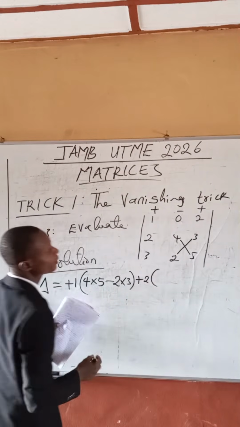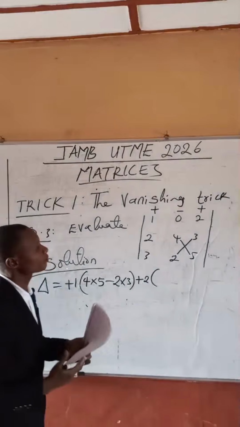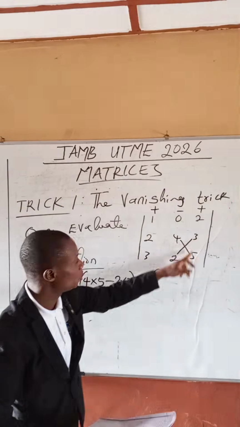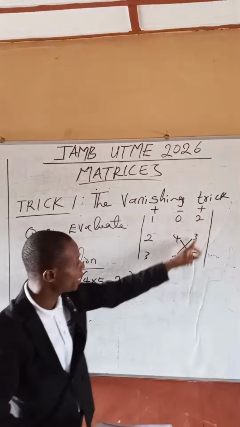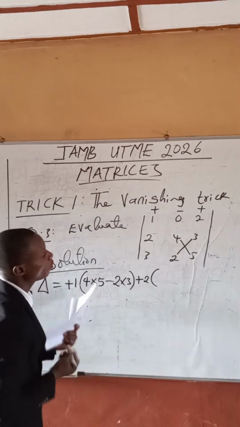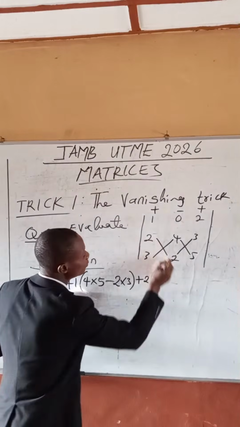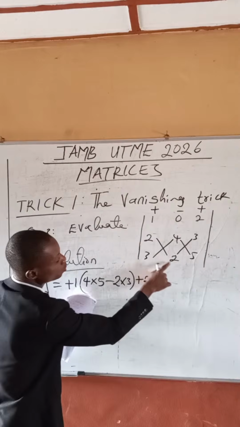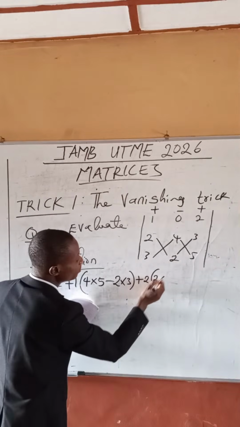Then open brackets. Check the row. This is the row for 2 and this is the column. So strike the row and strike the column, which means we are now left with this. Okay, we are going to work with this. We didn't cross this one, which means 2 times 2. That is 2 times 2.